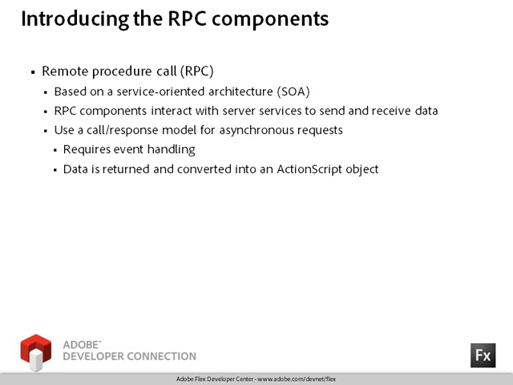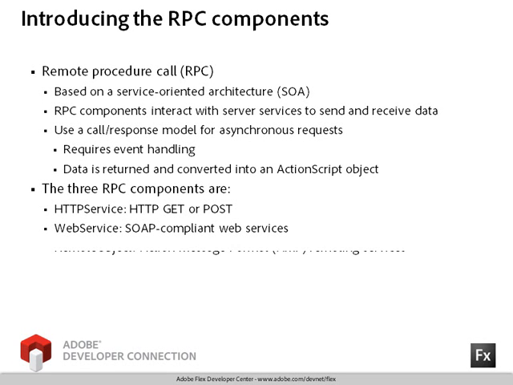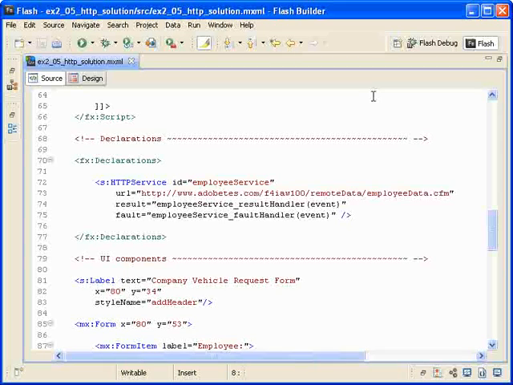The three RPC components are HTTP service to request and send data via the HTTP GET or POST methods, web service to work with SOAP-compliant web services, and remote object to access native server-side methods directly using the binary action message format or AMF services. In the next few exercises, you will experiment with all three RPC components.